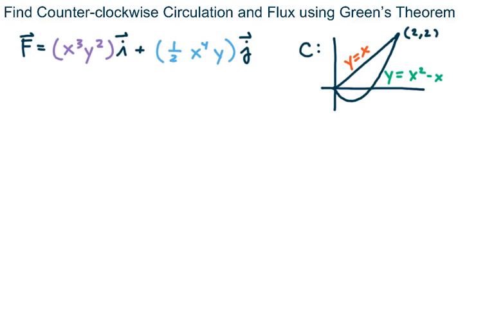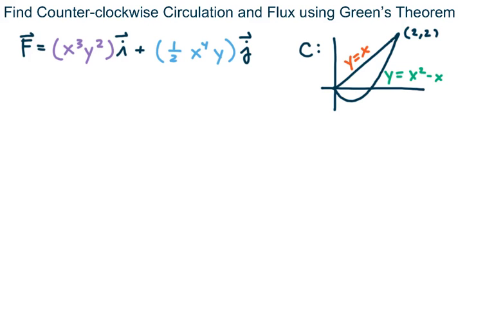Welcome. In this example, we're going to use Green's theorem. We're going to find the counterclockwise circulation as well as the outward flux for the vector field F given by an M component, x cubed y squared i, plus an N component, 1/2 x to the fourth y times j. And the curve or the path that we're traveling along is going to be along two curves. We've got y equals x, and then along the path y equals x squared minus x.